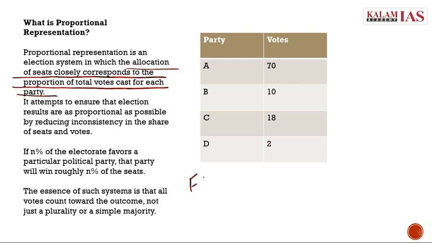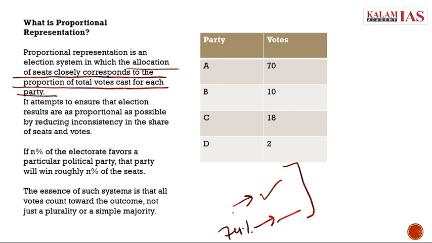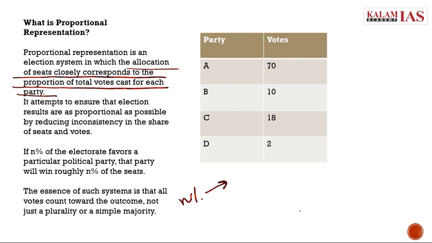Now, if you remember, in first past the post system, we saw that even with 26% of the votes secured, a party was winning the majority. And the party which was securing 74% of the votes did not win the majority. So there was a mismatch between the seats and the votes. But this does not happen in proportional representation. In this, if a party is securing n% of the votes, then it will roughly secure n% of the seats. Votes and seats are proportional.